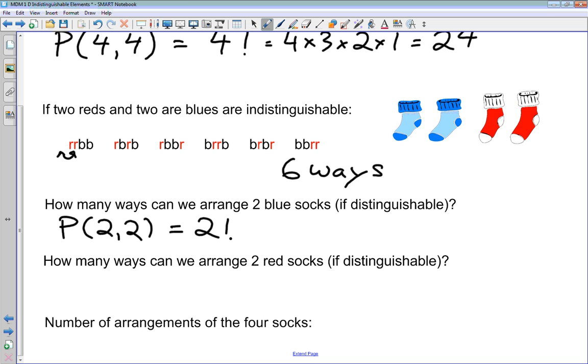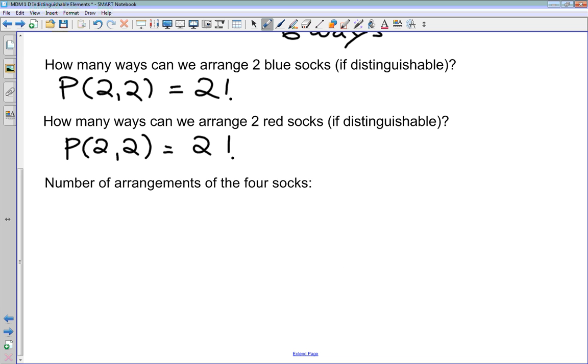How many ways could we arrange our 2 red socks if they were distinguishable? They're not, but what if they were? How many ways could we arrange them? Well, it's the same permutation, P(2,2), or 2 factorial. So to calculate the number of arrangements of our 4 socks, with 2 blue ones and 2 red ones that are indistinguishable, this is what we do.